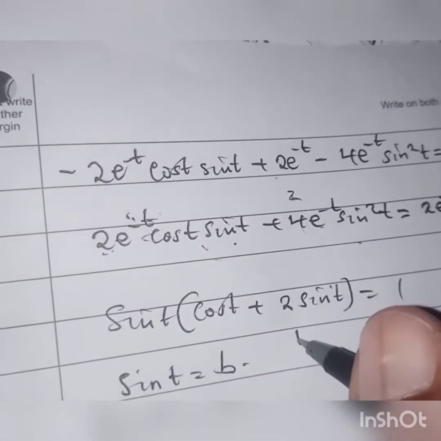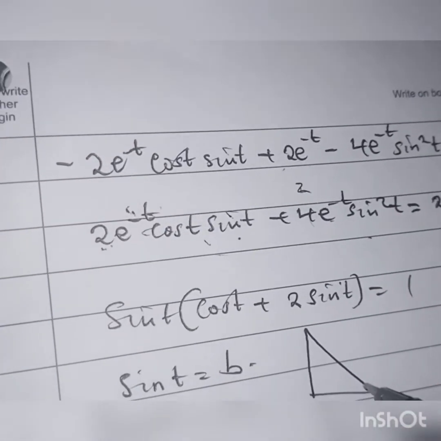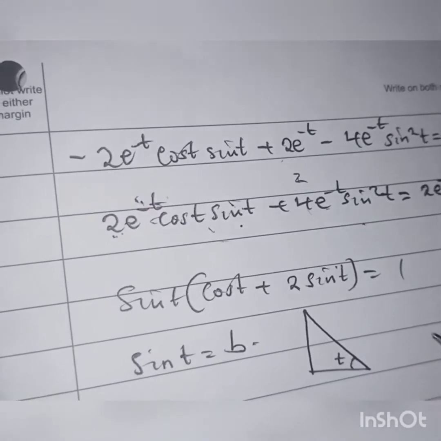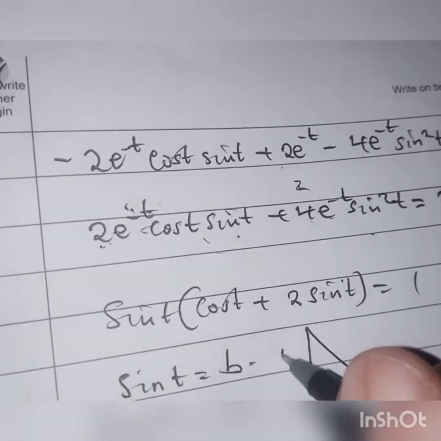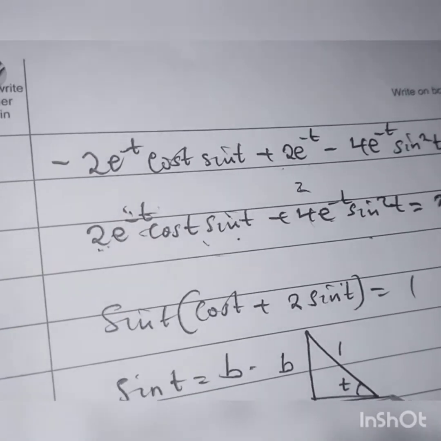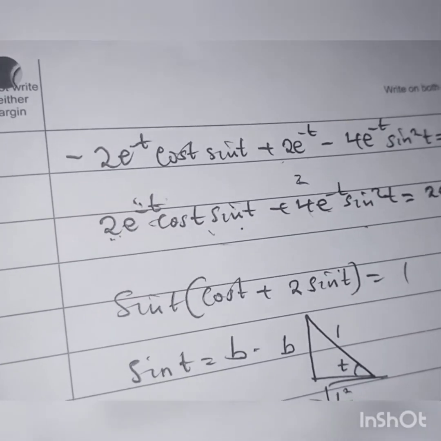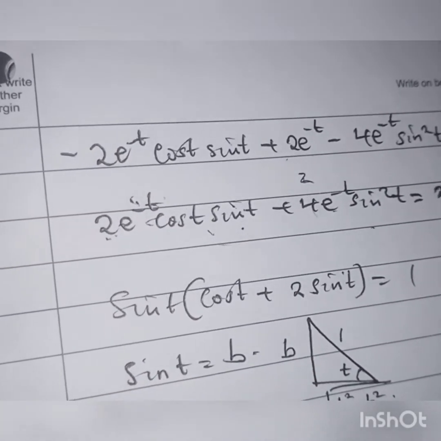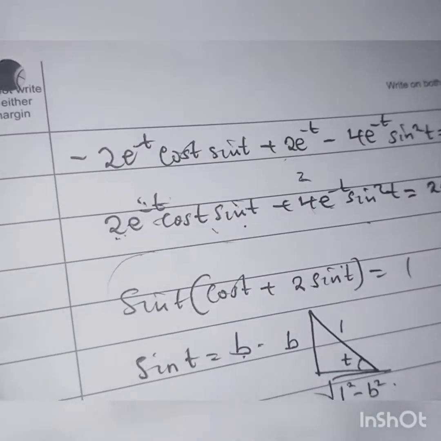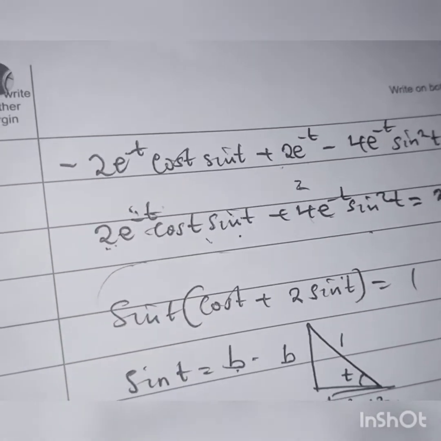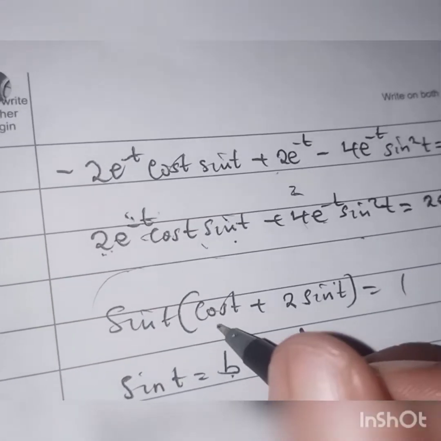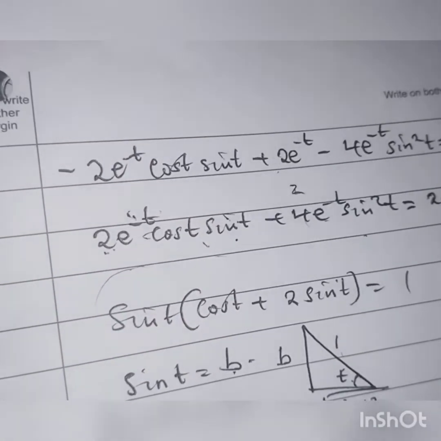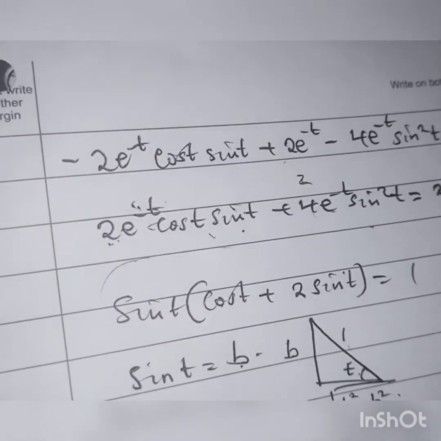Therefore, drawing a triangle. Setting this one to be our angle t, our angle should be opposite b over 1. So our adjacent will be just the square root of 1 squared minus b squared. That is our adjacent. So sin t equals b. Wherever we have sin t, we place b into our cos. Cos t is just adjacent over hypotenuse, which is the root of 1 minus b squared.